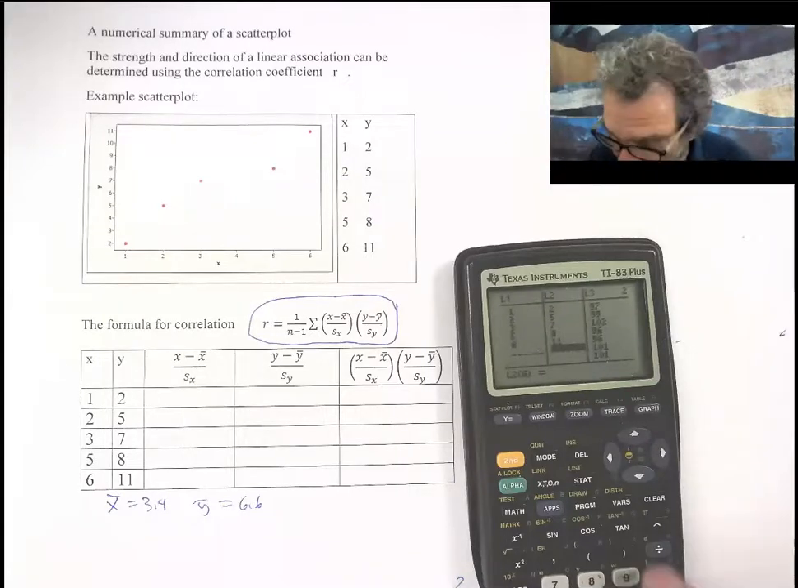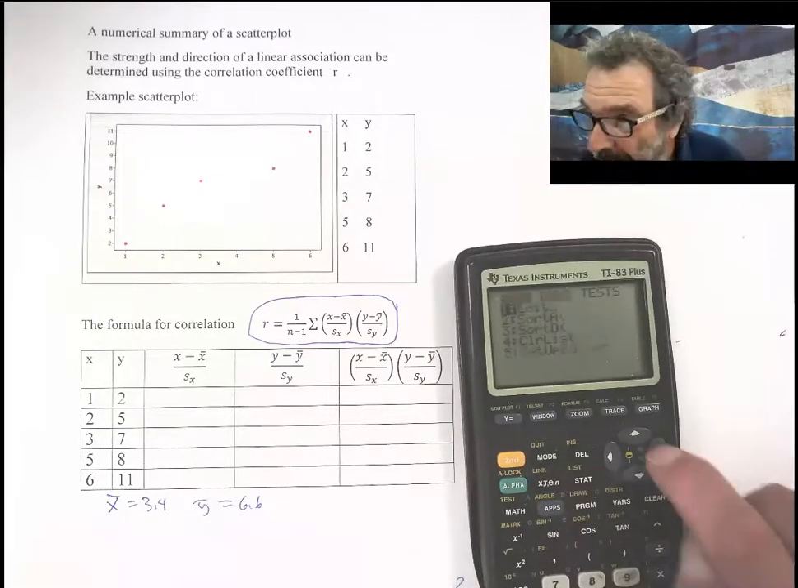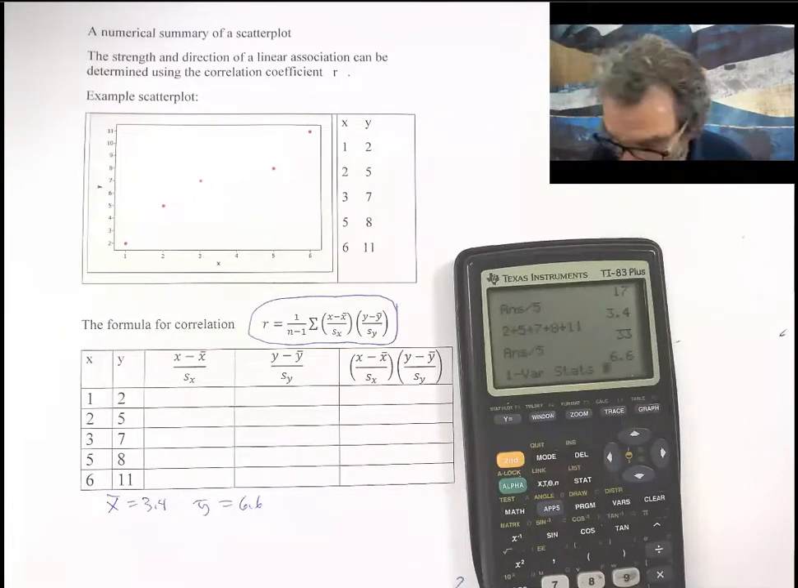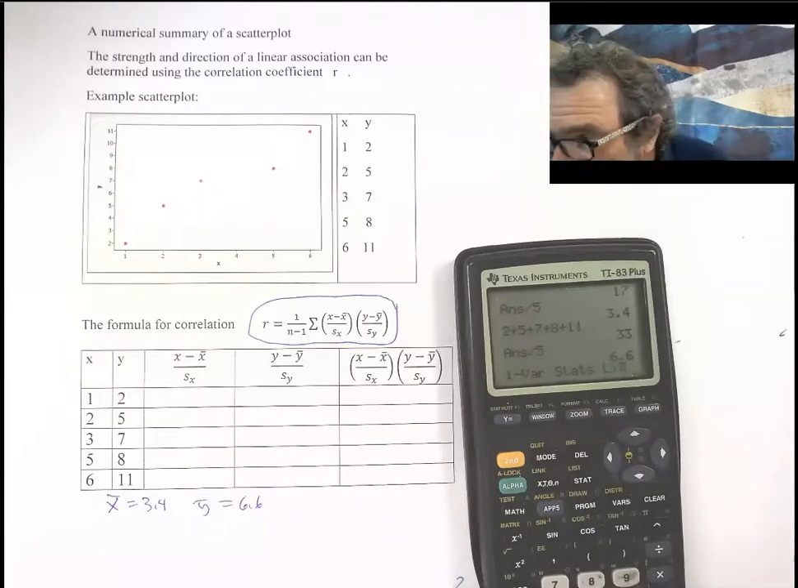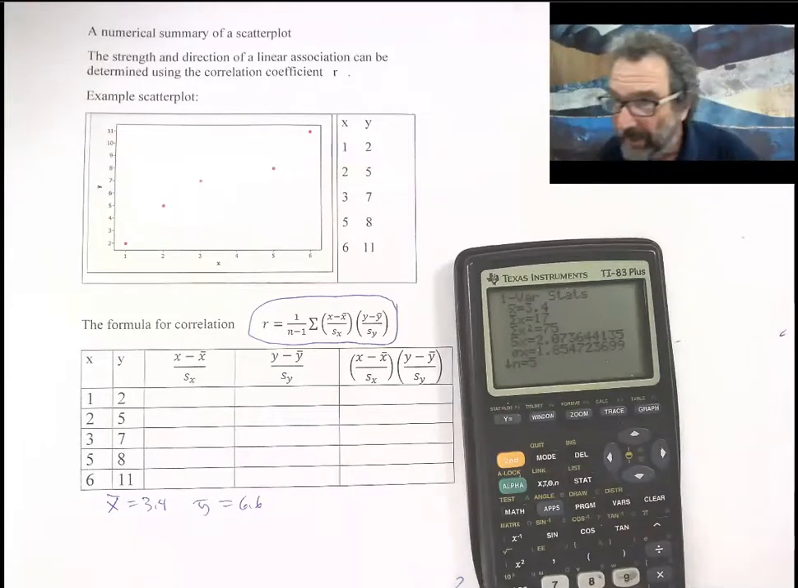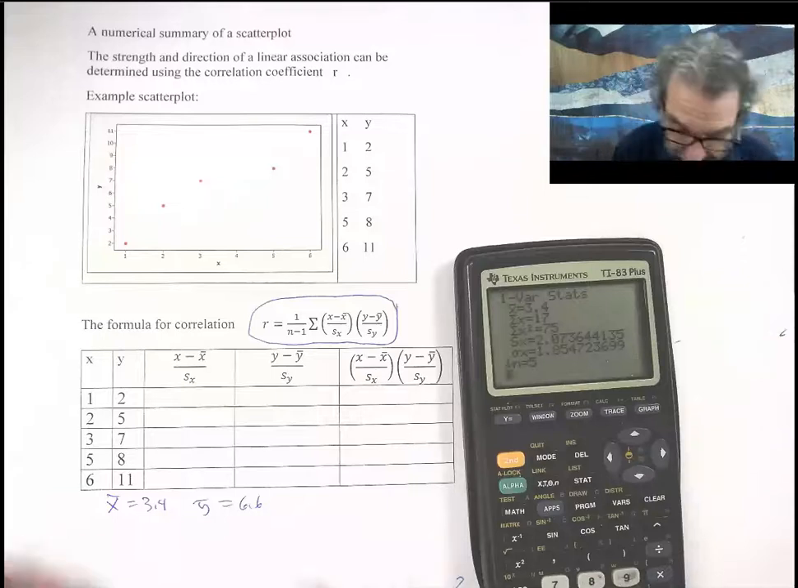Okay. Stat, calc, one variable, list 1. 3.4, we got that. SX, 2.074.